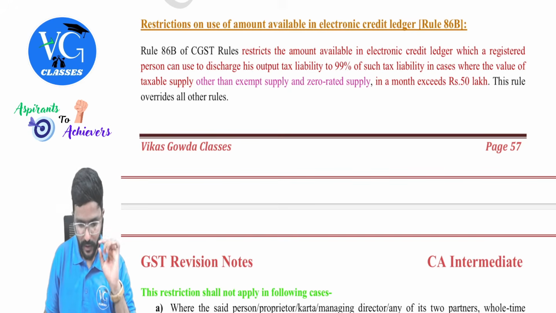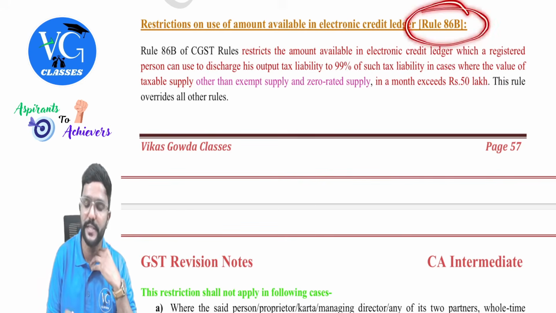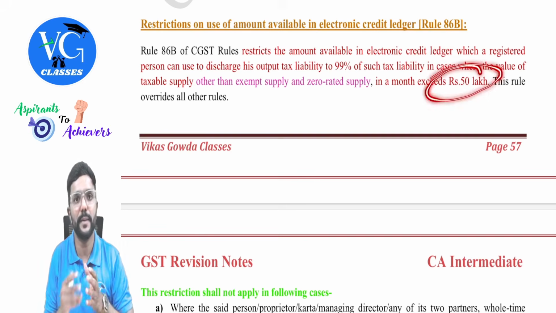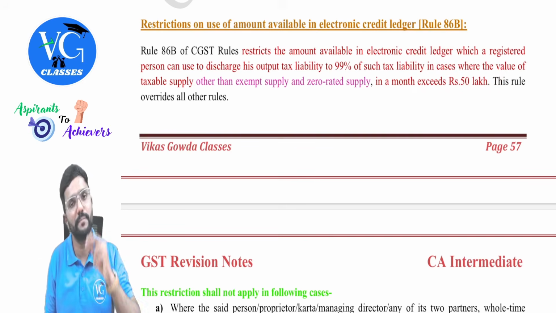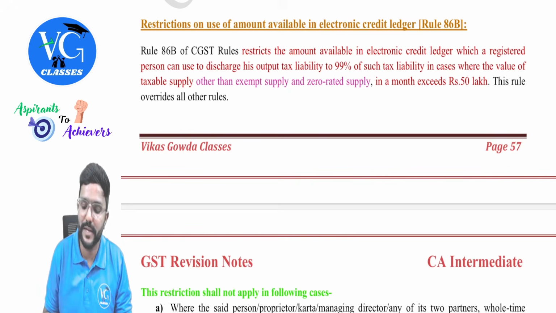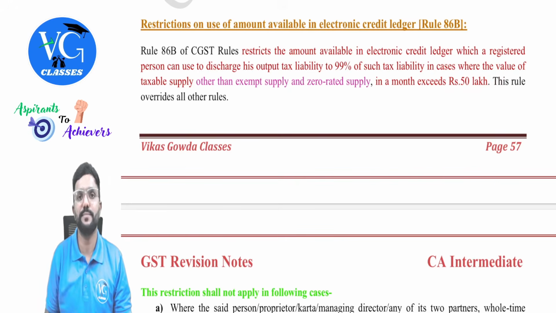Okay. Now, if a taxable supply of a registered person in a month is more than 50 lakh, only then rule 86B is applicable. So just because in a month it is more than 50 lakh, is it applicable forever? No. For every month we need to check separately. So in a month, if a taxable outward supply is more than 50 lakh, then rule 86B is applicable. So what is rule 86B telling?